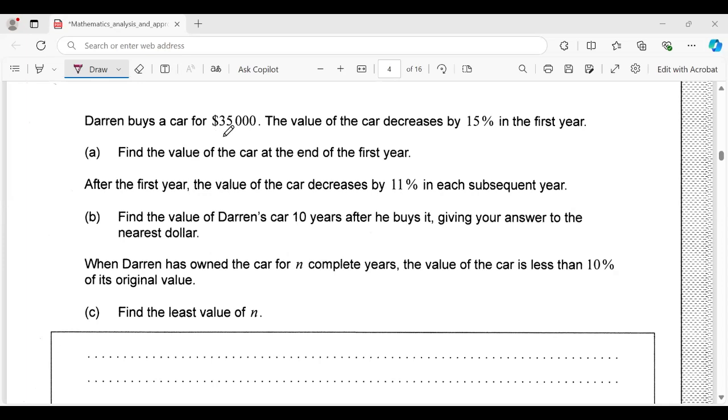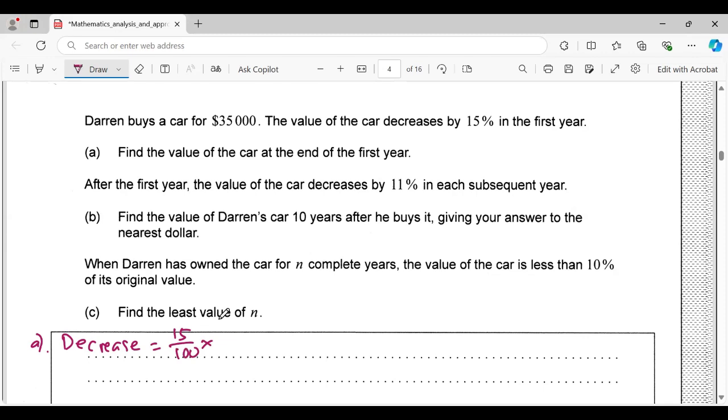Darren buys a car for $35,000. The value of the car decreases by 15% in the first year. Find the value of the car at the end of the first year. Okay, 15% decrease. It means 15 over 100 times the price of this car, 35,000, and it is $5,250. Okay, this. So it means the car value at the end of the first year.